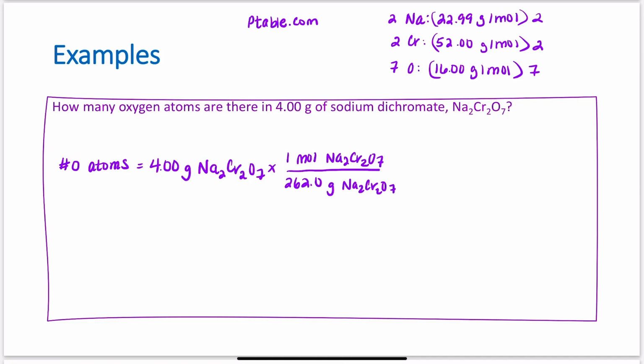Now this canceled out my grams of sodium dichromate. Now that I'm in moles of sodium dichromate, though, now I can use my formula to convert to just moles of oxygen. Remember, you can get mole conversions from your balanced equations and from your formulas themselves. I see here that 7 moles of oxygen are contained in 1 mole of sodium dichromate. That cancels out my moles of sodium dichromate, and now I've got just moles of oxygen.